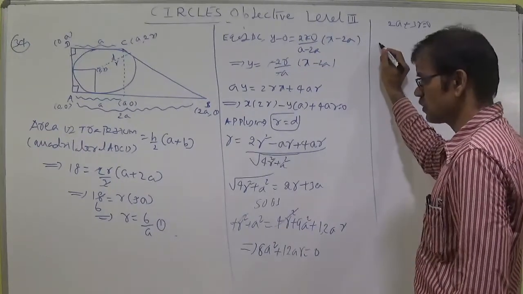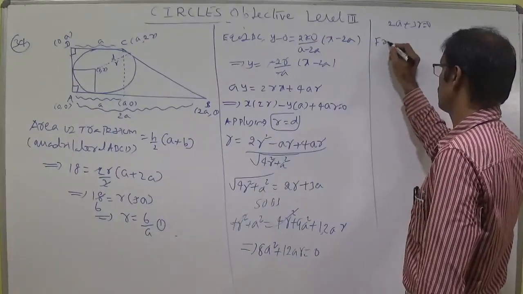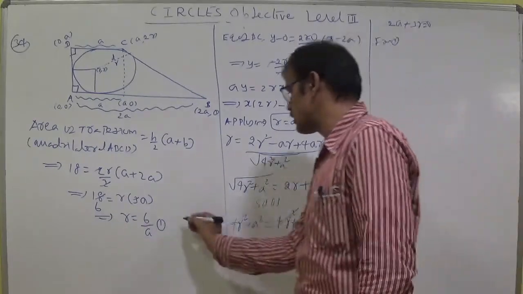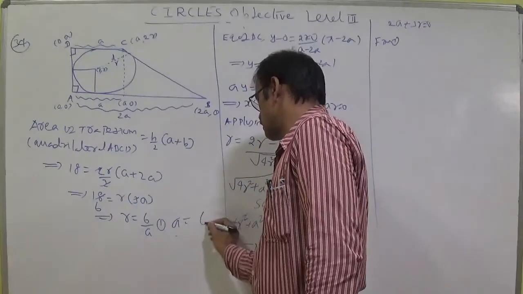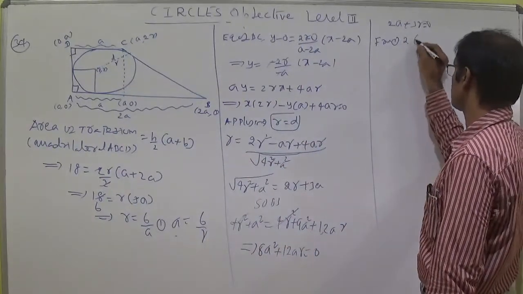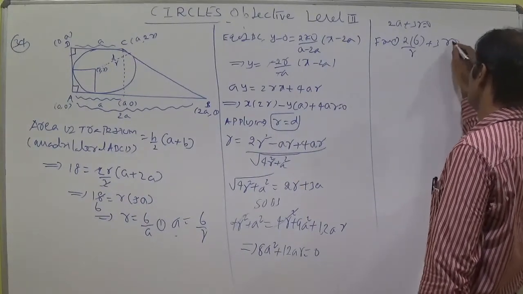The relation we got here, from 1 we can put here. From 1 we need r, so instead of a you put r. A is equal to 6 by r. So 2 into 6 by r plus 3r equal to 0.